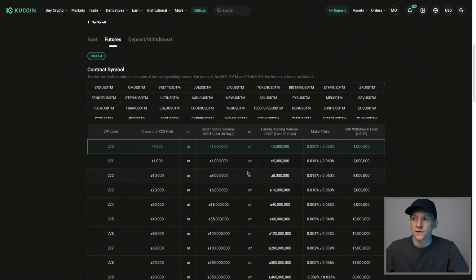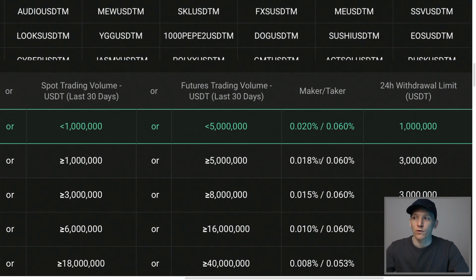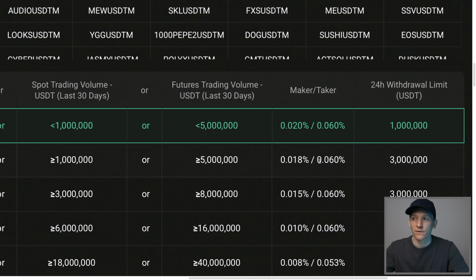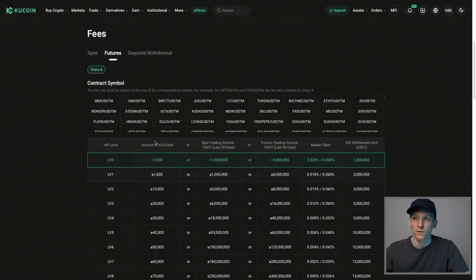In terms of futures, you're getting also very, very low fees. So this is 0.02% for maker and 0.06% for taker. Again, compared to other platforms, this is about the most competitive it gets. Maker taker, I'll explain later on in the video. This is how you enter orders. Some traders pay a little bit higher fees. Some traders pay lower fees depending on how you use the order book, but I'll show you what the difference is there.